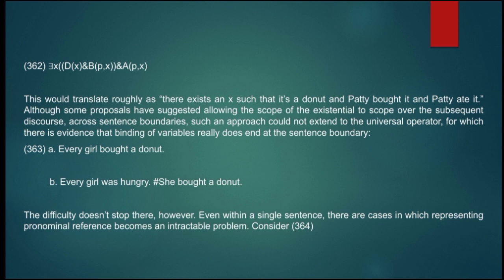So in 363a, every girl bought a donut. But in 363b, she isn't bound by every because there's a sentence boundary, and binding doesn't hold across sentence boundaries, whereas every girl said she was hungry would be fine, since she would be bound by every. So 363 doesn't mean that for every girl picked out in the first sentence, that same girl is said in the second sentence to have eaten a donut. In fact, without some other available referent for she, the discourse is infelicitous.